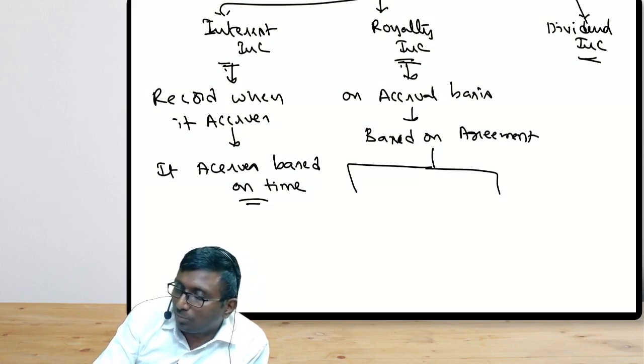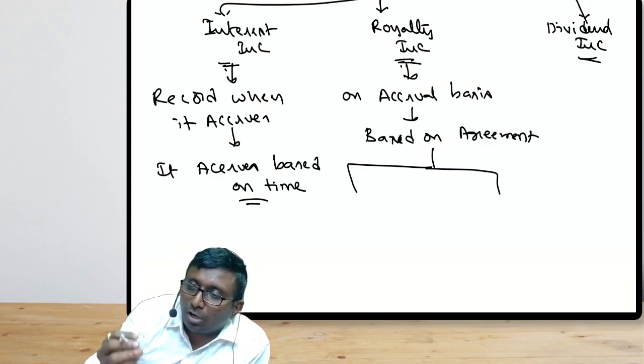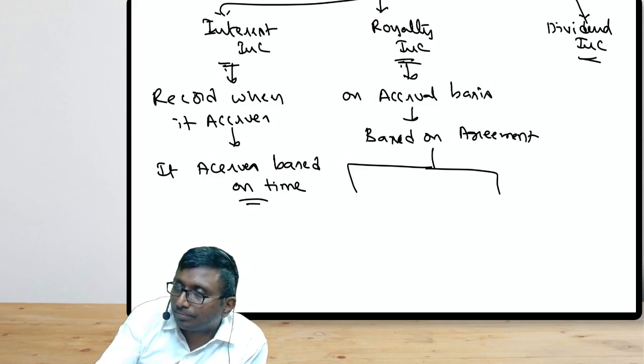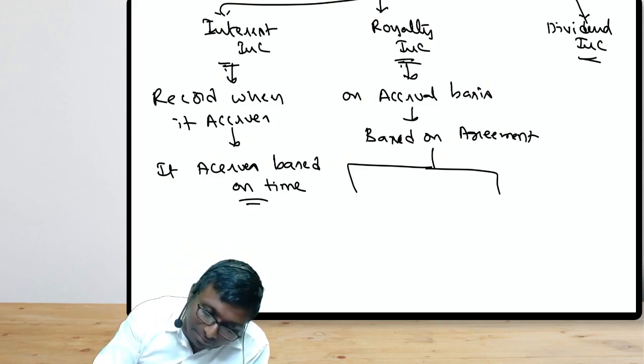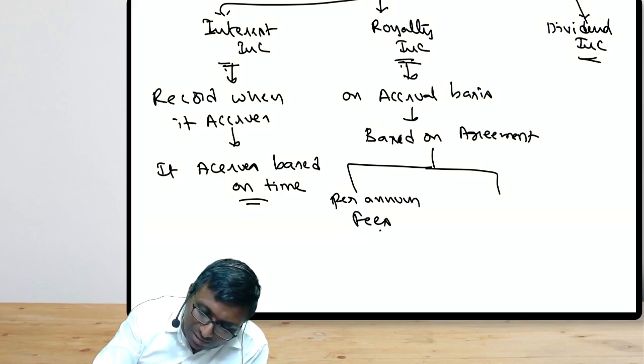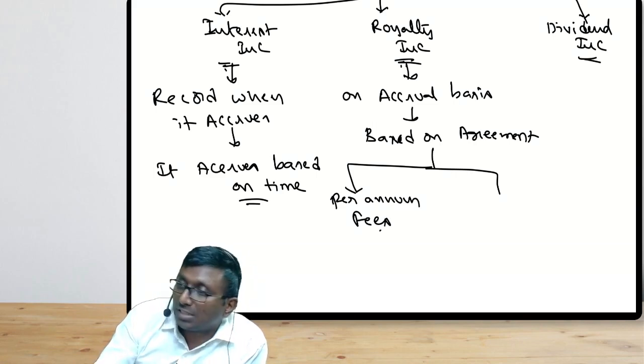Suppose I am giving my book to the publisher. What do I get? Royalty income. Some authors say: sir, what you print, what you sell, I don't care. Give me 50,000 rupees per book. One book I'll write and give it to you. Per annum 50,000 you give. Understood? Per annum fees. This has nothing to do with sales. That time, what will you do? One year over, then 50,000 is mine. Time basis will be followed.